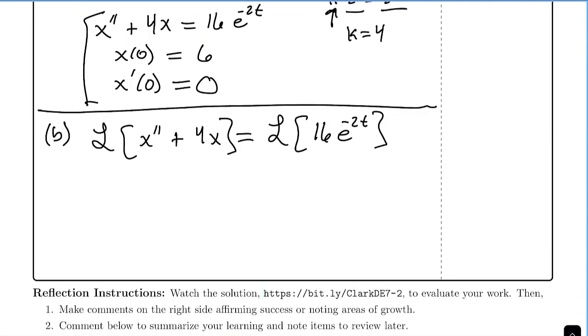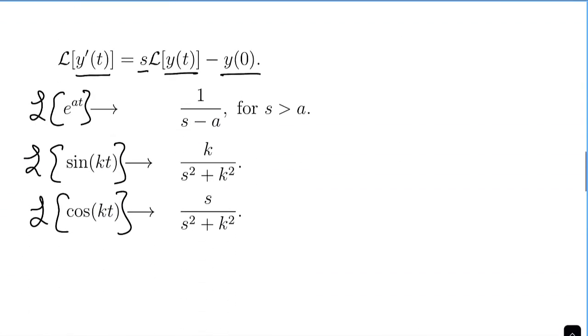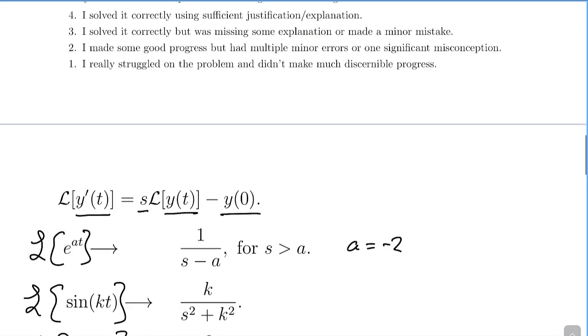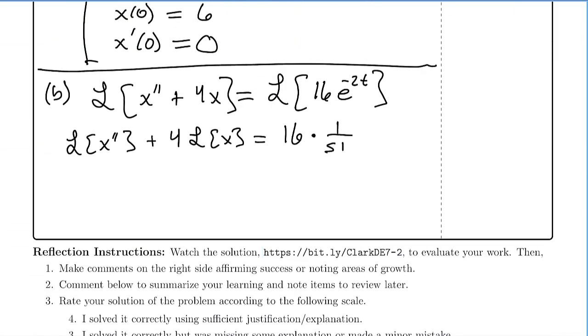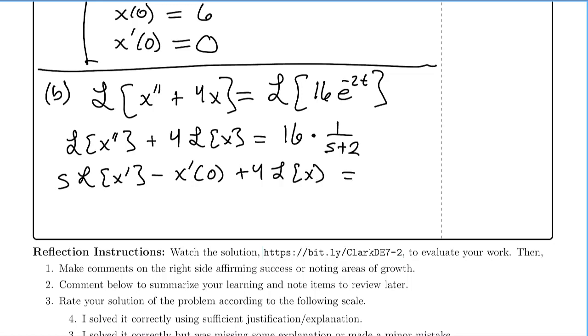So the first thing here is, by linearity we could divide this into L of x double prime plus 4 L of x, and that would equal 16 times L of e to the minus 2t. Well, a in that case would be negative 2, and so we'd have 1 over s minus negative 2, or 1 over s plus 2. So 1 over s plus 2 for the right-hand side. And then we can apply s L of x prime minus x prime of 0 plus 4 L of x equals 16 times 1 over s plus 2. And we already know right from here that x prime of 0 is 0, so that term goes away.